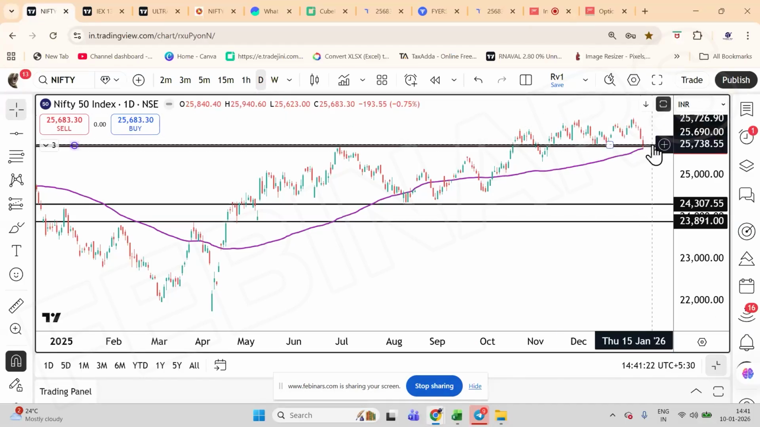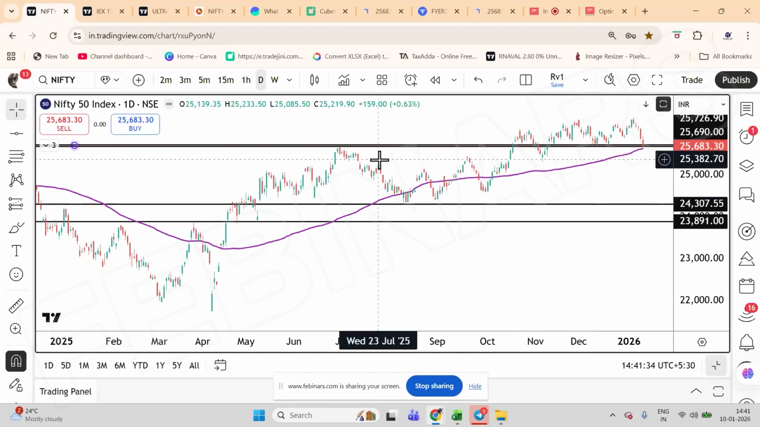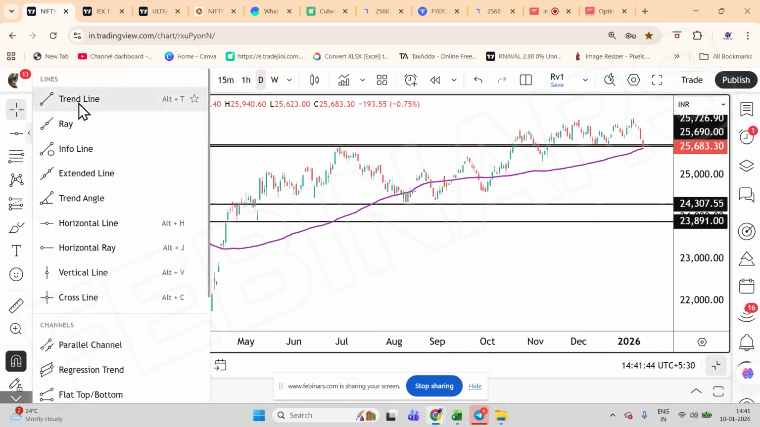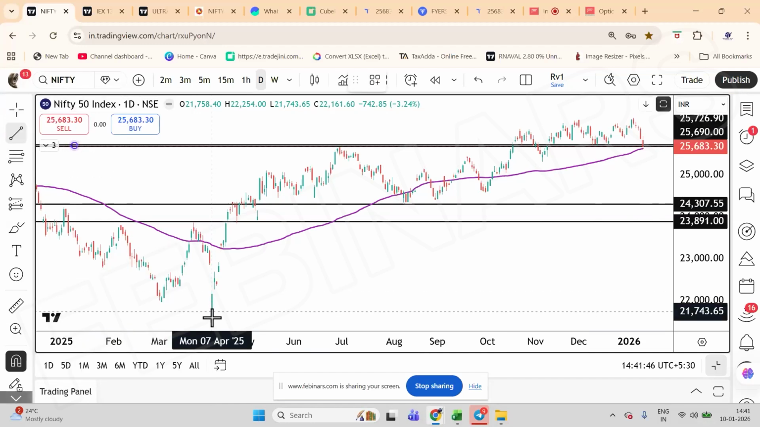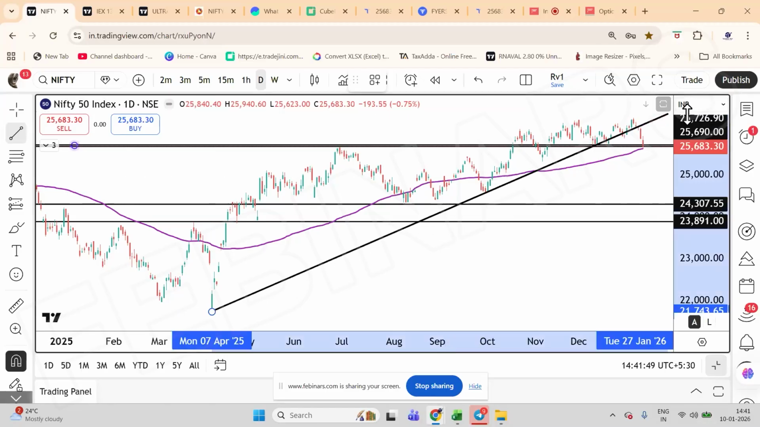If we break this average 25,640 levels, more selling would come towards 25,353 or 25,442. At least these levels can be tested. Even more lower levels can come in. In a simple way, let us draw a trend line. Let's do the different types of analysis before getting into the Elliott wave analysis.